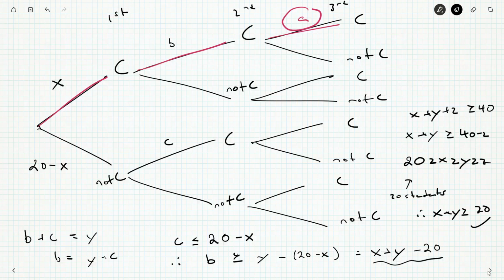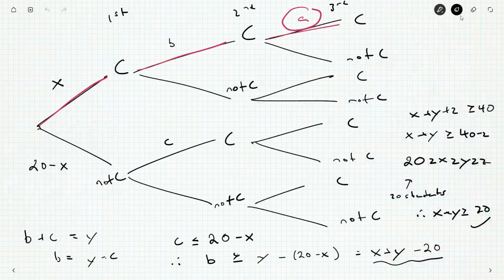But, okay, fine. So now I know B has to be between X and X plus Y minus 20, whatever that might be. And again, Y is less than or equal to 20, so this is definitely going to make X plus whatever it is less than or equal to X. Okay. Fine. What else did we do?